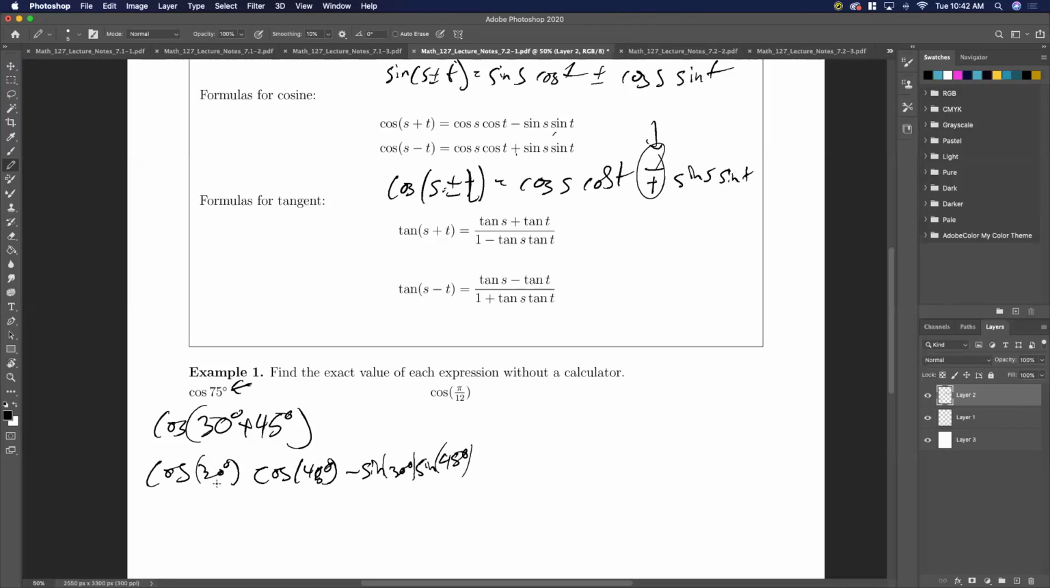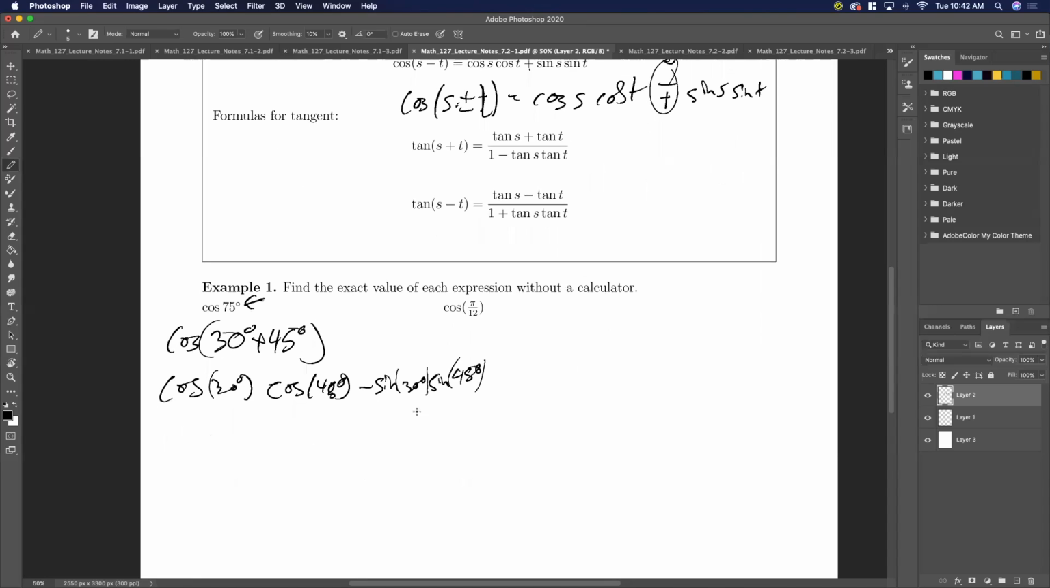All right, and what are the values here? I'll just give them to you. You should have them memorized, but if not, I'll tell you what they are. This is square root 3 over 2, this is going to be square root 2 over 2, minus, this gives me a half, and this gives me square root 2 over 2. So notice here on the bottom I have 4, and here on the bottom I have 4. Here I can multiply these together, so I'll get square root 6 minus the square root of 2, all over 4. And that's the exact answer.